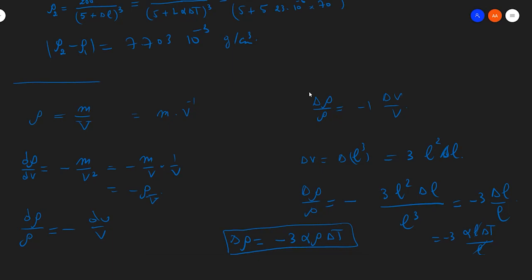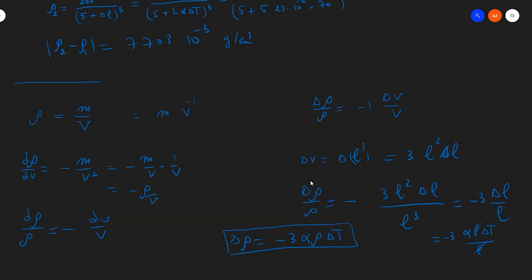Sorry, I cannot hear you very well. Delta rho here doesn't depend on the length. It depends just on rho. Because when you calculate the rho, you will need the length, of course. That's fine.